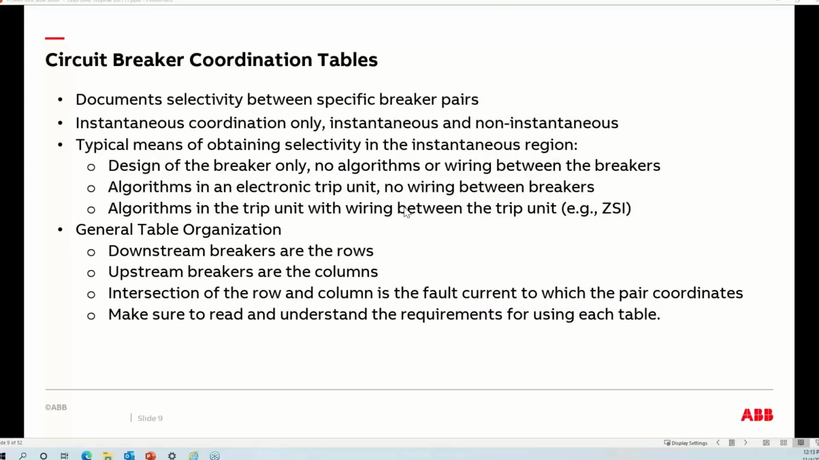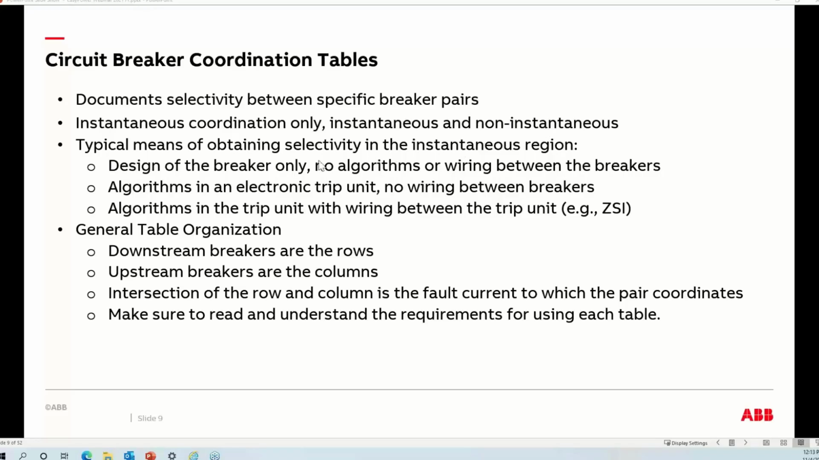So how do I know in that lower instantaneous region if a circuit breaker is going to coordinate? Well, again, circuit breaker coordination tables will guide you in that area. It is a document that each major vendor produces that will allow you to identify specific breaker pairs and to what level of fault current they would coordinate. Now, different vendors will have different styles of tables. Some tables will be for instantaneous coordination only. That is, the table values tell you the instantaneous coordination, and then everything else is determined by time current curve analysis. And then some tables are designed to give you information on both the instantaneous and non-instantaneous parts of the breaker curves.